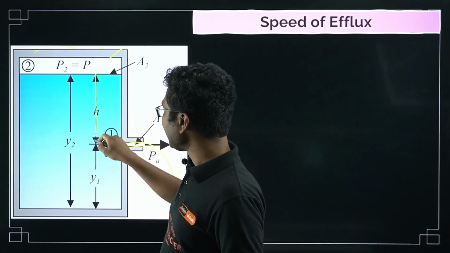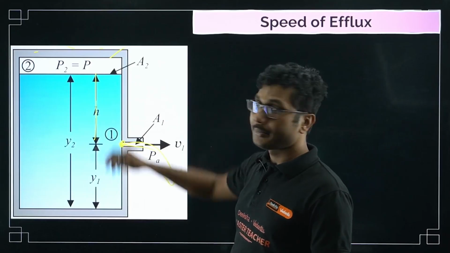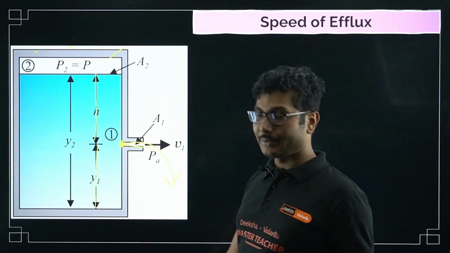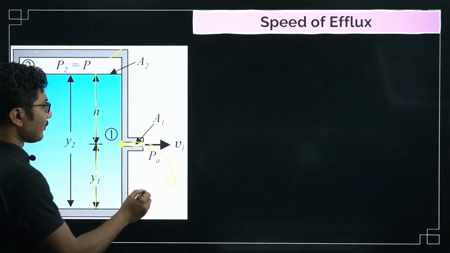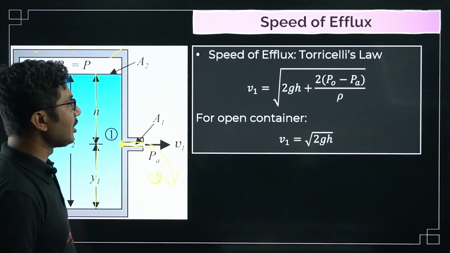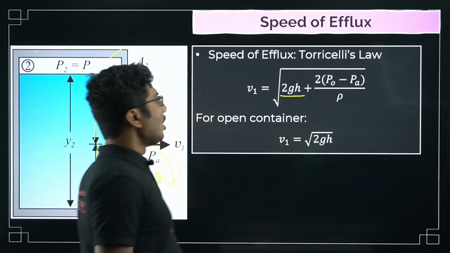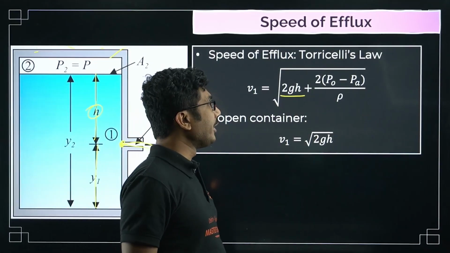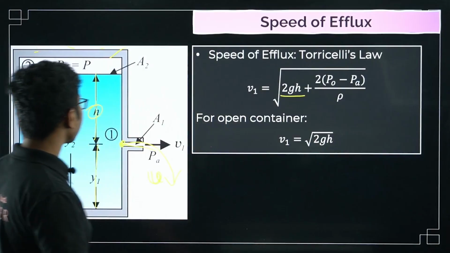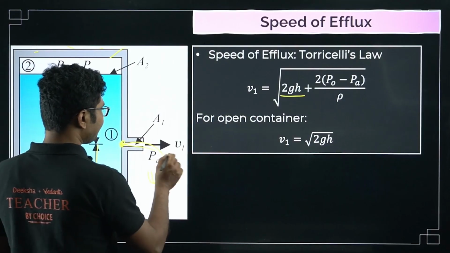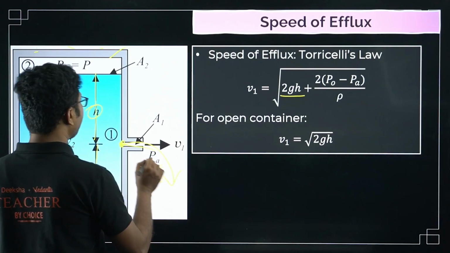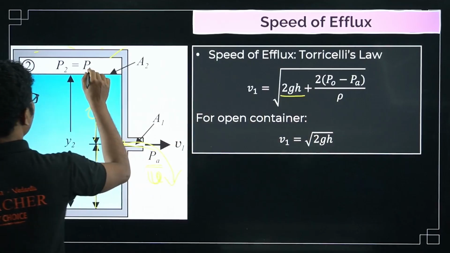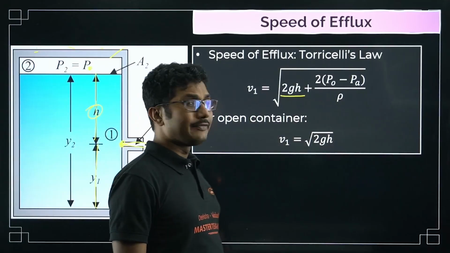Now this h is the depth from the top of the liquid. This is very important. It is not the height, it is from the top, so the depth. Then what will be the speed of this outcoming liquid? The speed of outcoming liquid is given by v = square root of 2gh plus 2 into (P naught minus PA) divided by rho. Here h is the depth, PA is the atmospheric pressure and P naught is the pressure due to the liquid.